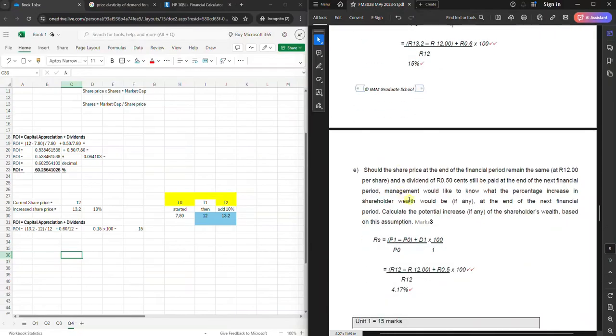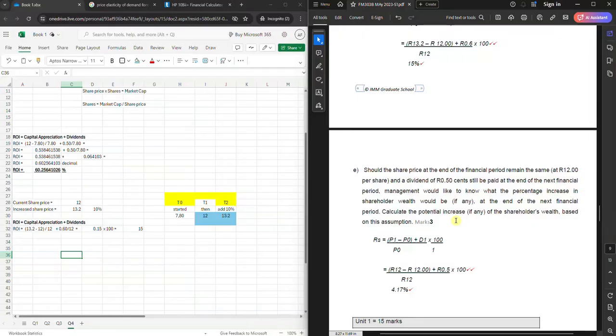Okay, the next one looks very similar. Oh, it remains at 12 Rand, so it doesn't change. Okay. Is that one all right? Same formula, just different context. Exactly. The only thing that differs again is what we put in, meaning the P0 now changes because the previous year has changed to 12 instead of 13.2. Yep, that's right. Yeah.